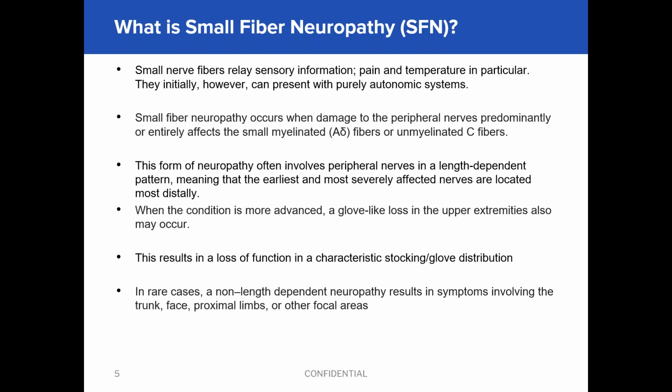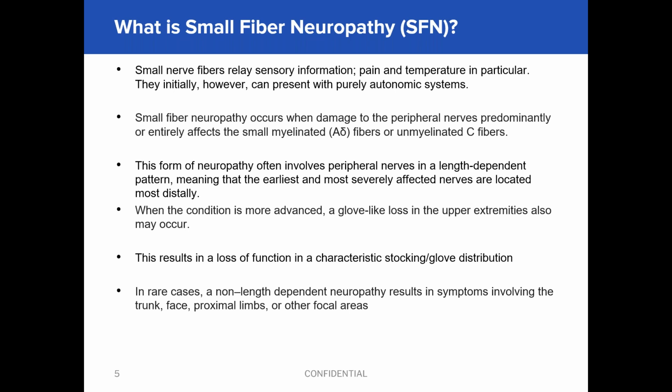Small fiber neuropathy usually occurs when damage is mostly to the peripheral nerves, affecting our myelinated as well as unmyelinated fibers. Because of that, it is length dependent. So what's affected at the earliest stages and most severely are the nerves located most distally: the balls of the feet, the toes, fingers, and palms of the hands. So it does have that glove-like distribution when it is more advanced.